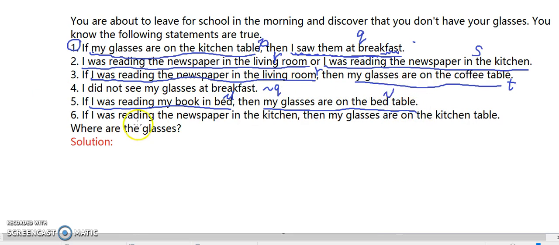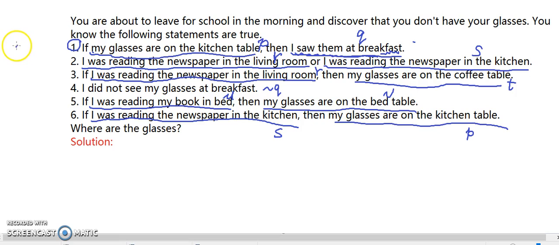Number 6. If I was reading the newspaper in the kitchen, which is the same as the S in the second statement, so let's make this one S, then my glasses are on the kitchen table. That would be P, the first one. Okay, so now we symbolize all these statements. So the first statement will be P implying Q. So we simply symbolize each statement here.